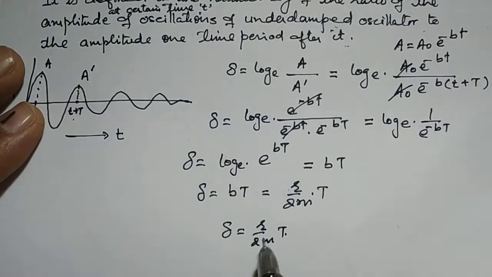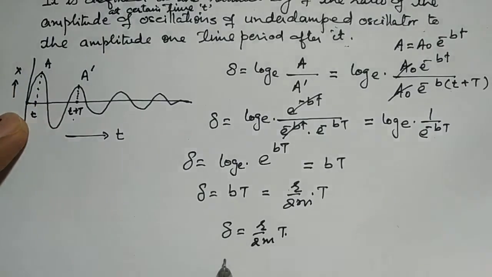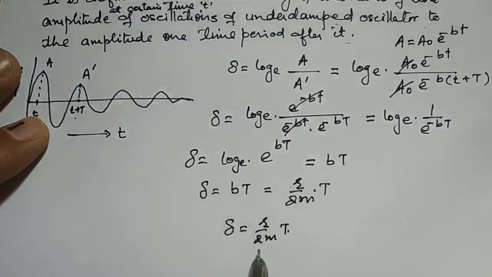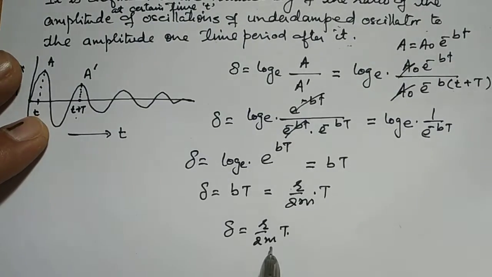It shows that the higher the value of the damping factor, the higher the logarithmic decrement. So this is the logarithmic decrement for a mechanical underdamped oscillator.